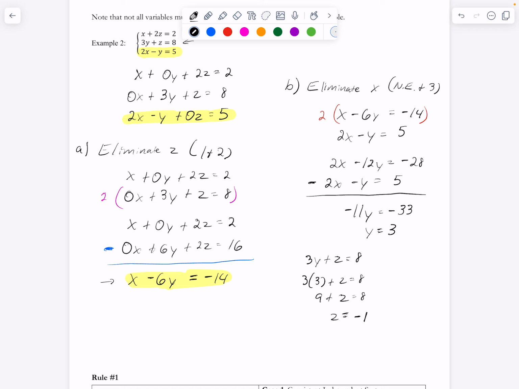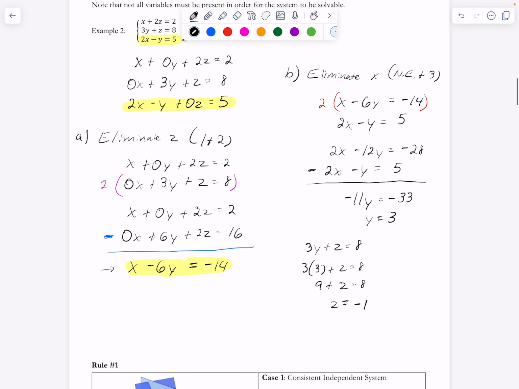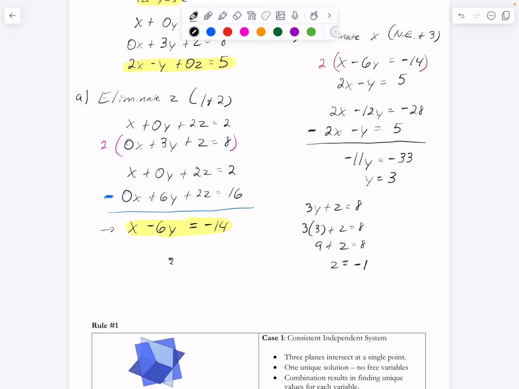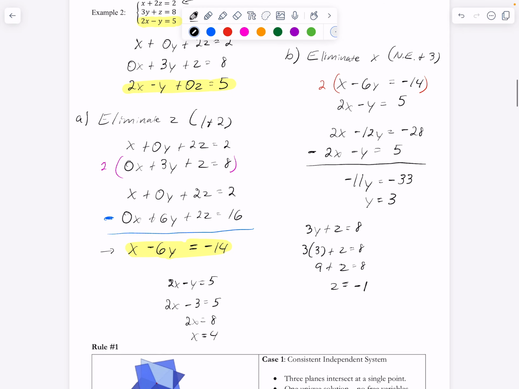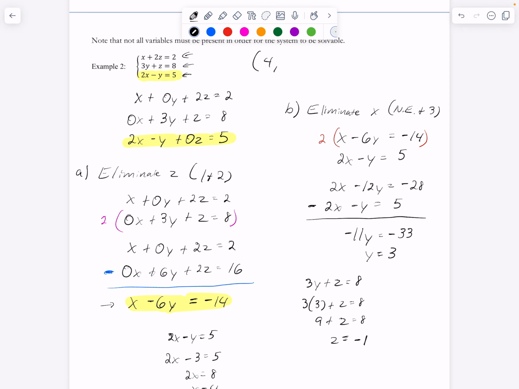And then finally, to find x, I could use this original one again, or I know z now, so you can use that first one. It really doesn't matter. It's up to you. I'll use the 2x minus y equals 5. Plug in that y of 3. So you get 2x equals 8, or x equals 4. Okay, so writing my ordered pair, my x goes first, so I have 4, then my y of 3, then my z of negative 1.